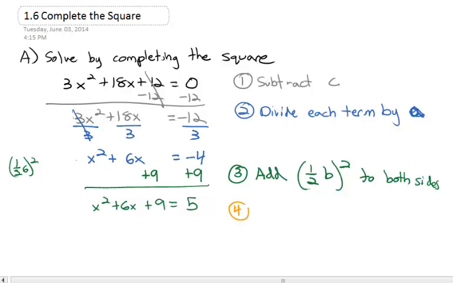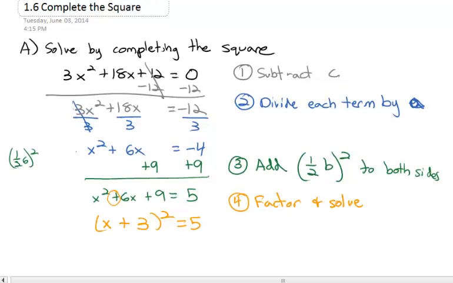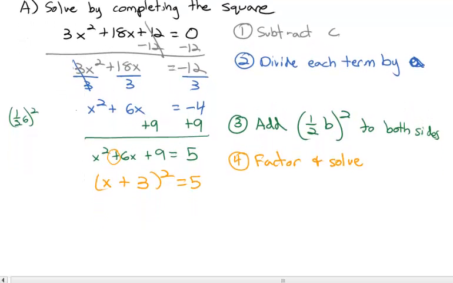And then finally, the next step we would take would be to factor and solve. And the nice part is we know it's going to factor to something squared. That's why we added the 1/2 of b squared to both sides. So we take the square root of the first term. The square root of x squared is x. We always take the sign from the middle, which is plus. And we take the square root of the second term, 9, which is 3, and make that equal to 5. And then we continue by solving from there.